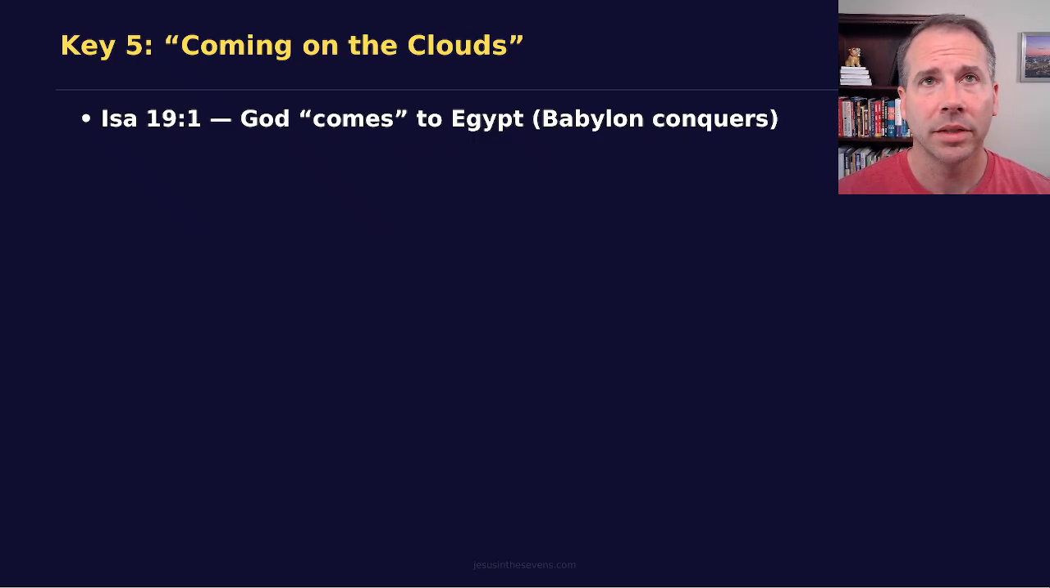Key 5 is, I think, probably the most challenging for us modern Western Christians. It is the coming on the clouds. You can look up some of these Old Testament passages. I think there's more in the document than I'm going to cover here if you want to really do a deep dive.